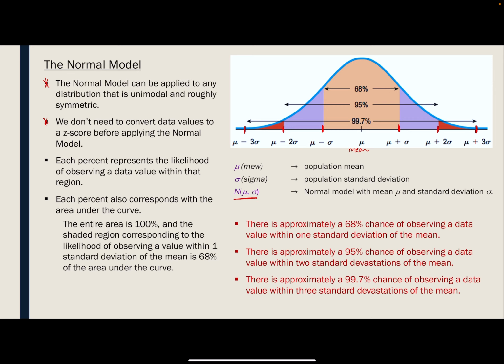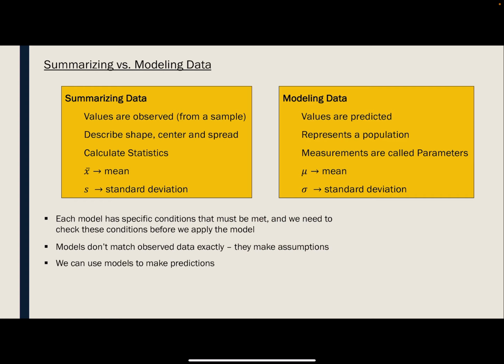So before I move on and do any examples with the normal model, I want to make sure that we're really clear about the difference between observed data and predicted data, or modeled data, because I find that a lot of students get mixed up with what we did in Chapter 2 and what I'm talking about now.